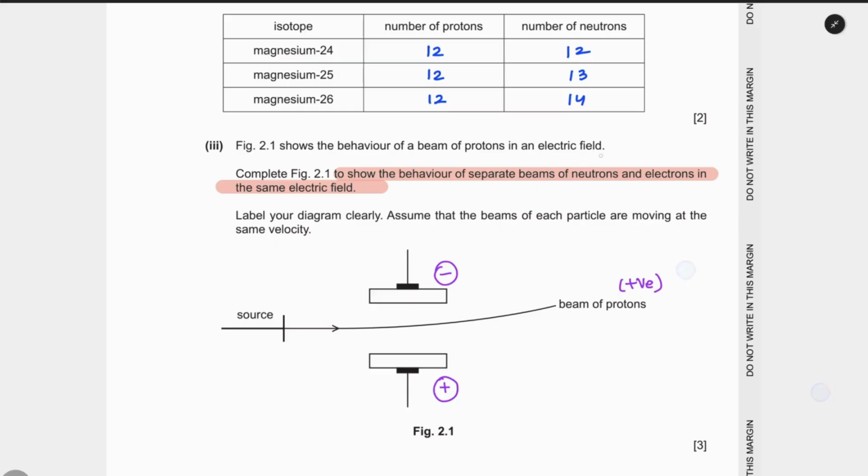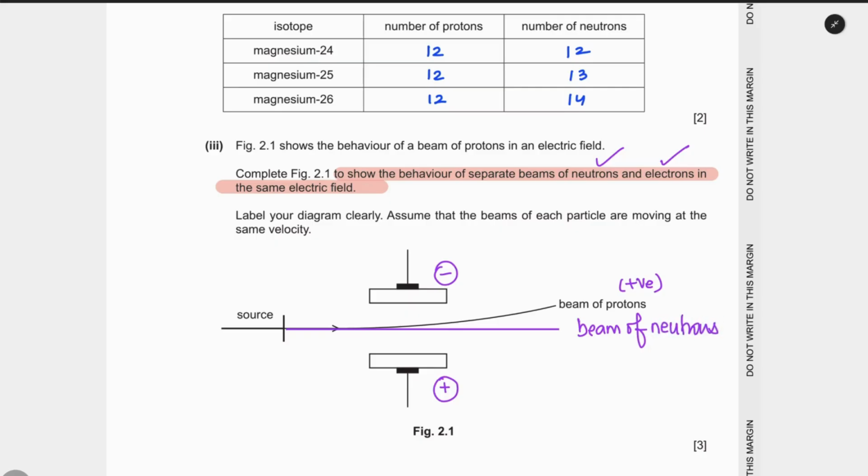So we need to show the beam of neutron and the beam of electron. The beam of proton they have already given. So first we will make the beam of neutron. I'll take one line from here. From this source itself we have to take one straight line. Why? Because you know that a neutron doesn't have any charge, it is neutral, and that's the reason we're going to show a straight line. It will not get deflected anywhere. So I can write: beam of neutrons.